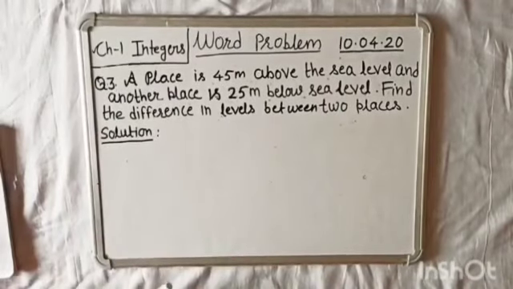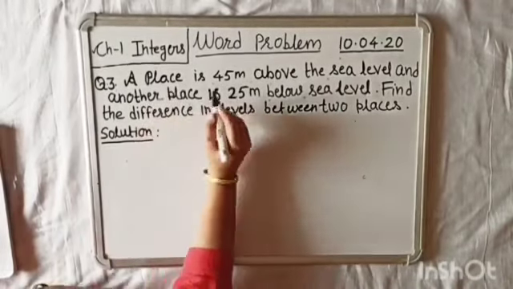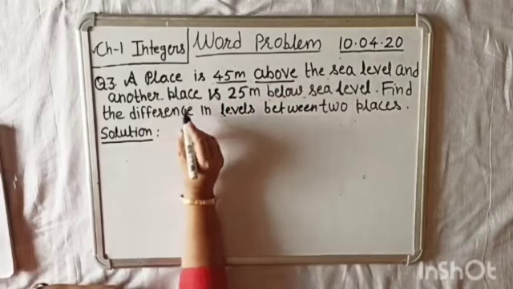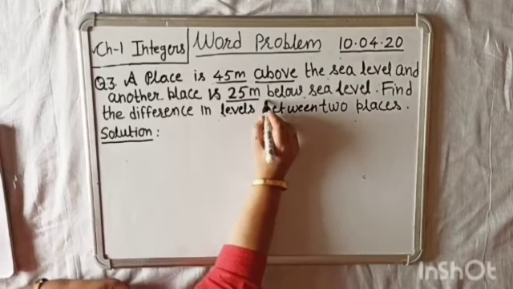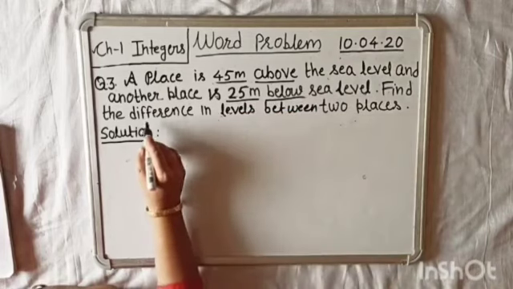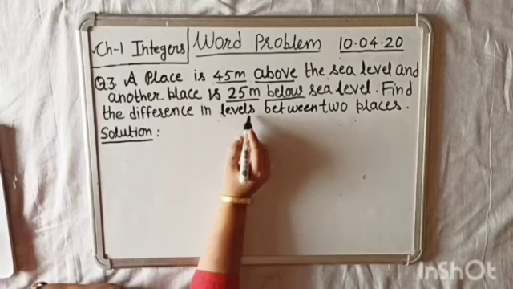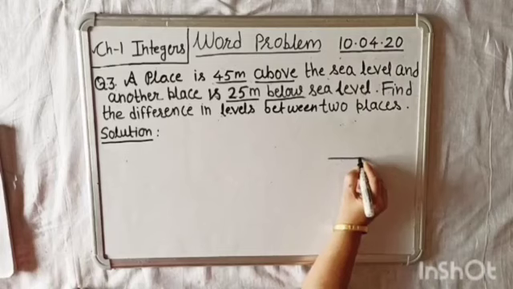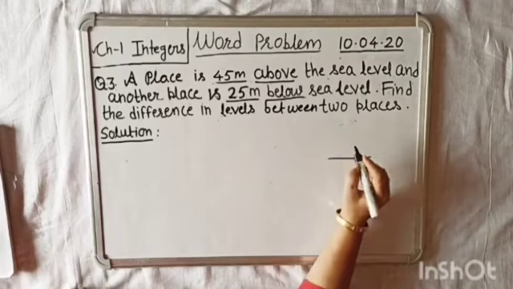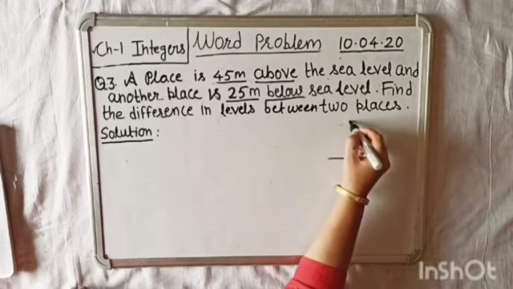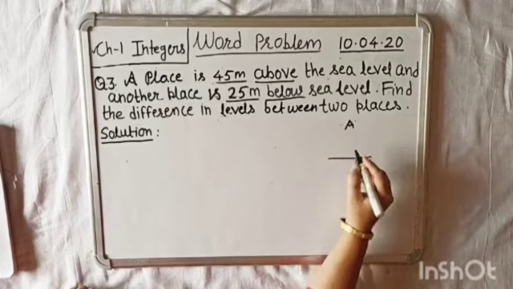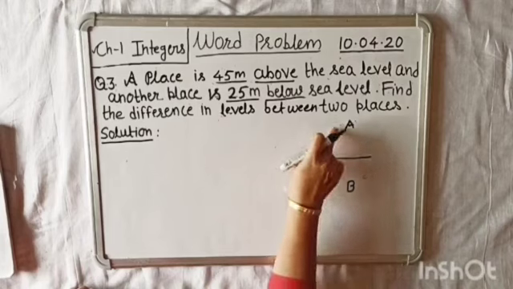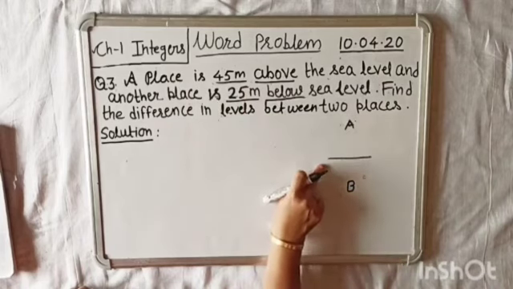Now, our next word problem. A place is 45 meter above the sea level and another place is 25 meter below the sea level. Find the difference in levels between two places. For example, it is sea level and the place which is above the sea level is here and which is below is here. The place A is 45 meter above the sea level.